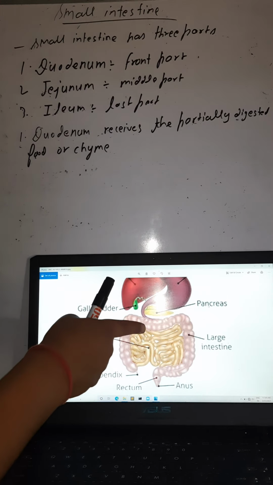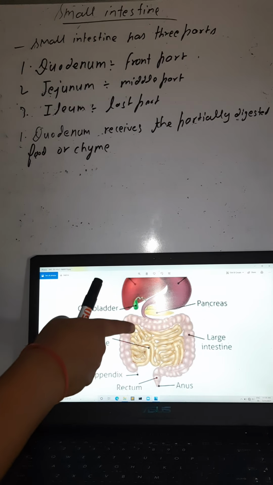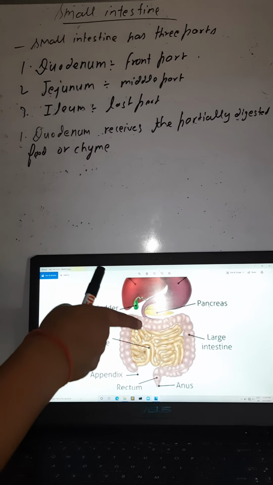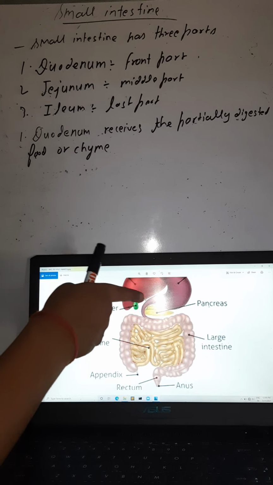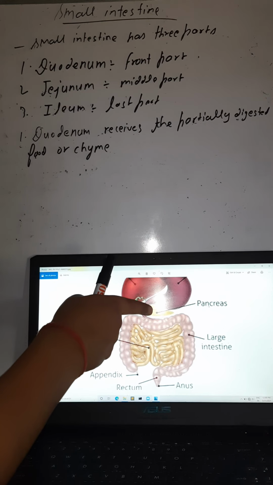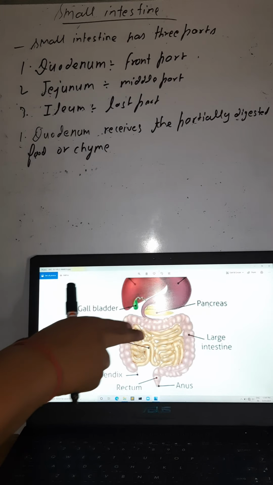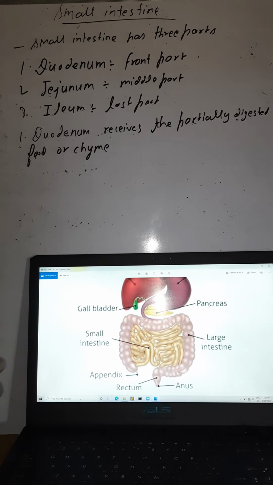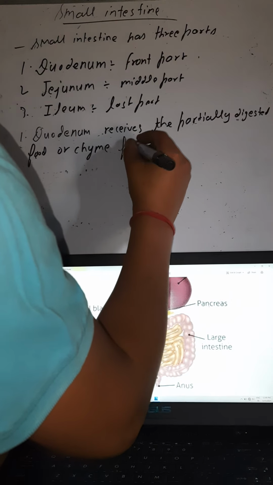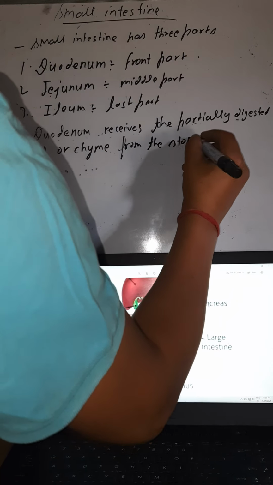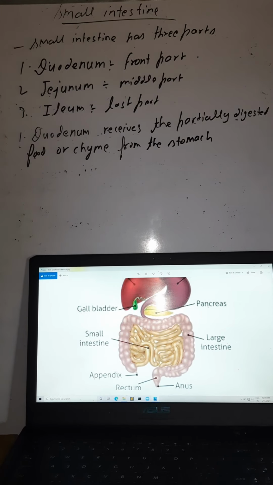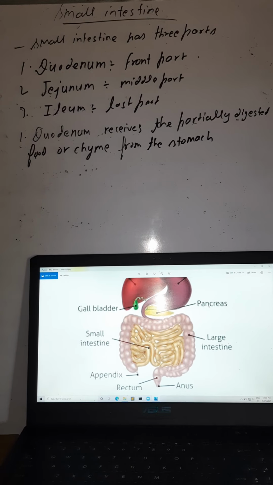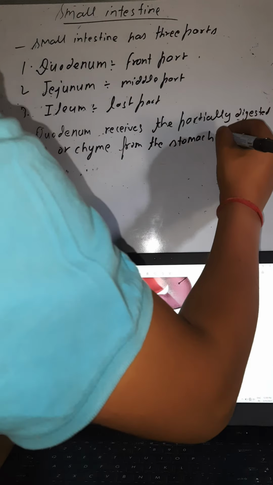The digestion process takes place with the help of the juice coming out from the gallbladder, that is bile juice, and the digestive juice coming out from the pancreas, that is pancreatic juice. These juices help in the digestion of the undigested food in the duodenum. So the duodenum receives the partially undigested food, or chyme, from the stomach. It also receives bile from the gallbladder.